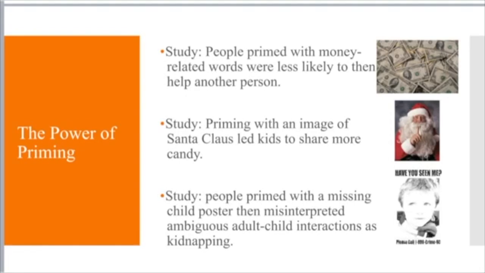And then the last one here, people primed with a missing child poster then misinterpreted ambiguous adult-child interactions as kidnapping. So if they were shown a missing person's picture versus just a normal picture of a child, and then they saw something going on between an adult and a child, they would think that was a kidnapping more quickly because their brain was primed to think that way. So these are just examples of priming, and it again ties back to our understanding of retrieval cues.